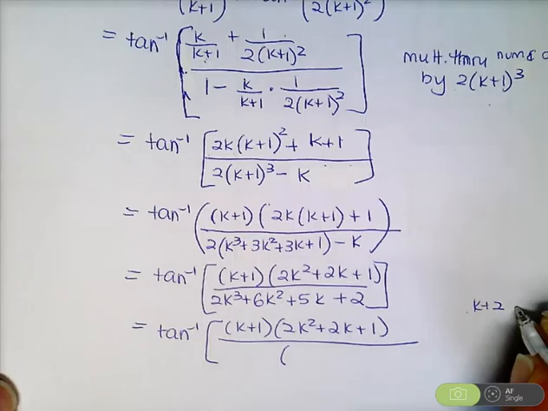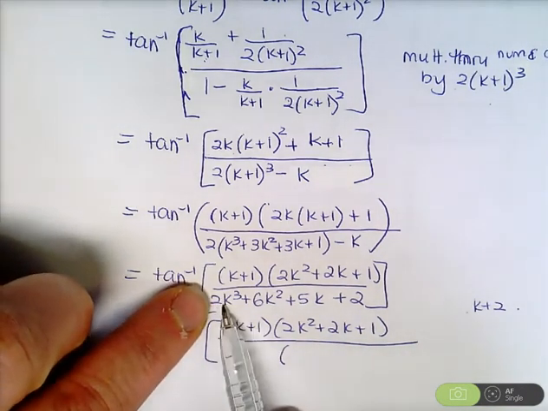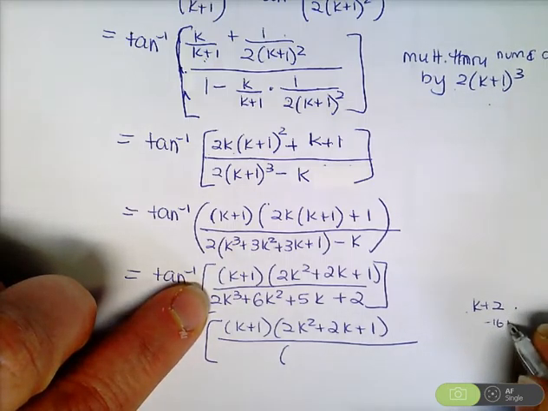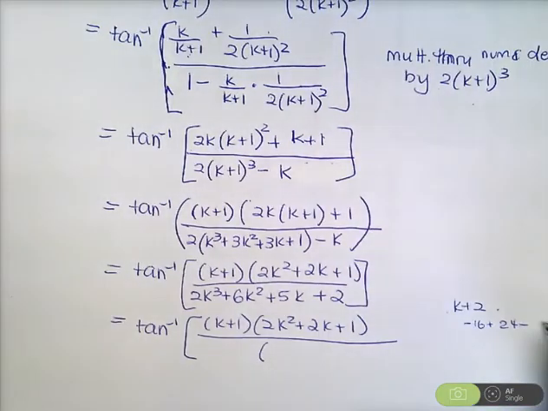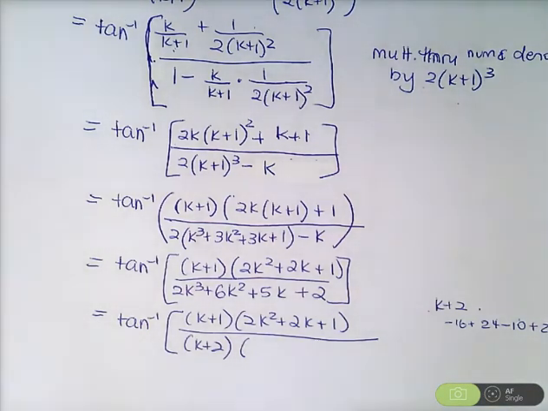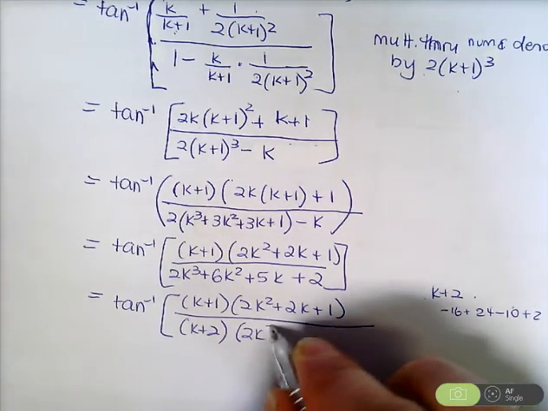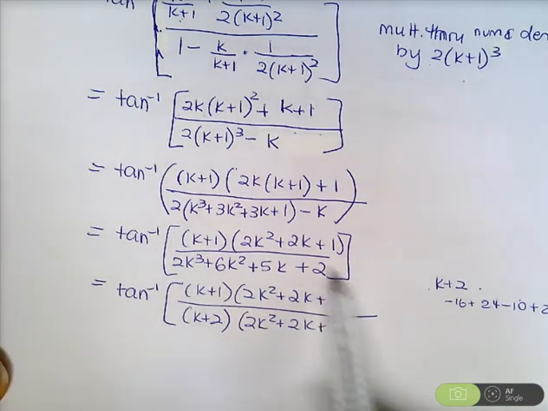Okay, so if k plus 2 is a factor, then if we substitute negative 2 for k, we should get 0 here. So 2 times negative 8 is negative 16, plus 6 times 4 is 24. Then we've got minus 10 plus 2, and that gives us 0. So we know that k plus 2 is a factor. Okay, and what I'm going to do here, I'm just going to put 2k squared plus 2k plus 1, because we can just do this by inspection as well. 2k squared times k is 2k cubed. If we look at the constants, 2 times 1 is 2.